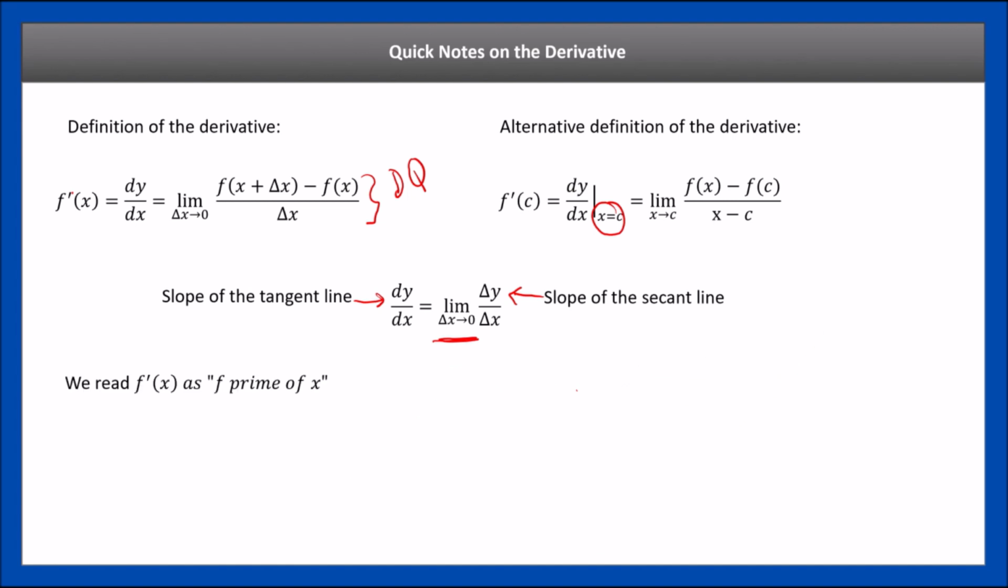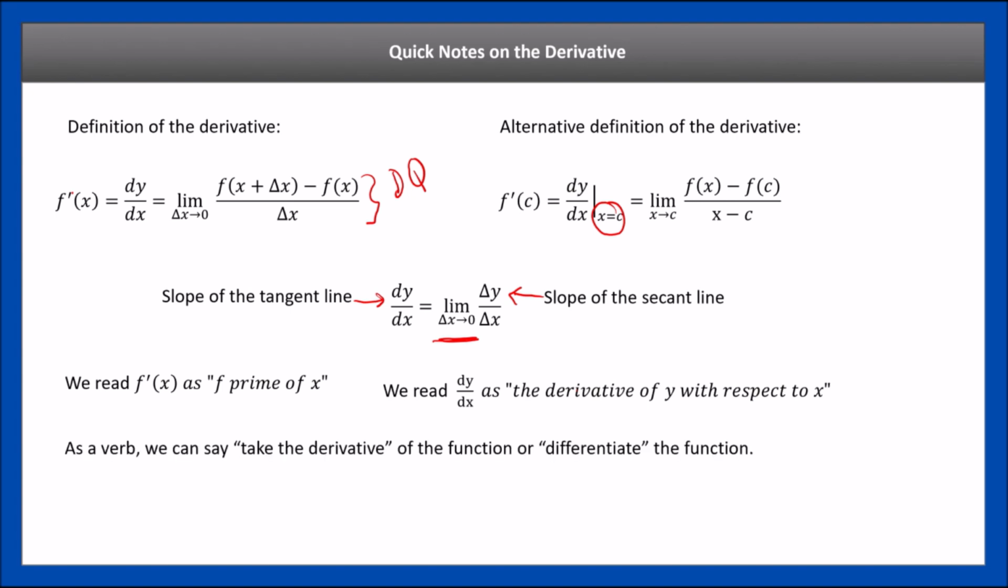Again, just to remind you, the f with the little apostrophe is read as f prime of x, okay? And that's the derivative of f of x. So that's f prime of x, dy dx. Sometimes I'll just say dy dx, or dy over dx. Usually, if you were to actually say it, it's the derivative of y with respect to x, okay? So that's how you would say that.